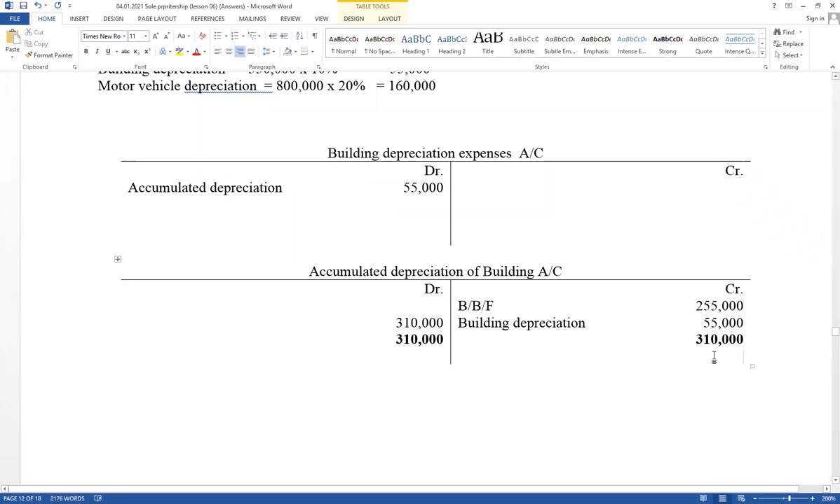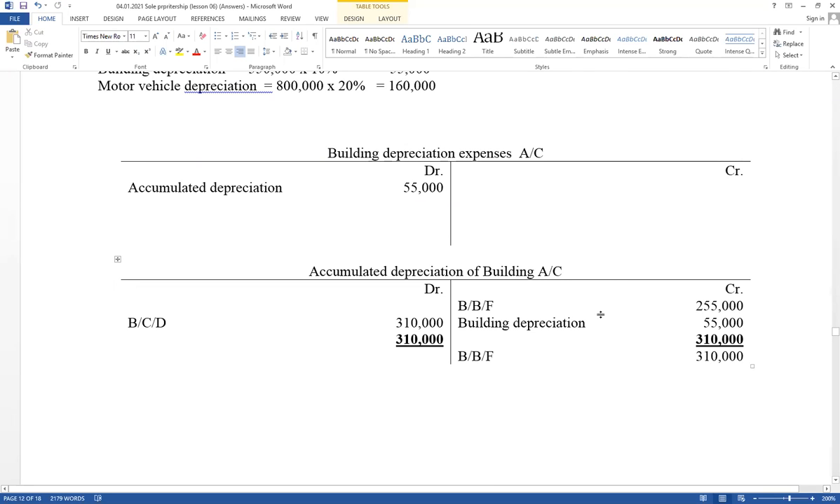And this side balance brought forward. Closing balance. Therefore, here description as a balance carried down. And here balance brought forward. That is a value should be included in financial position. Financial position as a balance. Closing balance. Think annual depreciation. This value should be included in administration expense as a building depreciation. And financial position under non-current assets as accumulated depreciation 310,000 should be included.